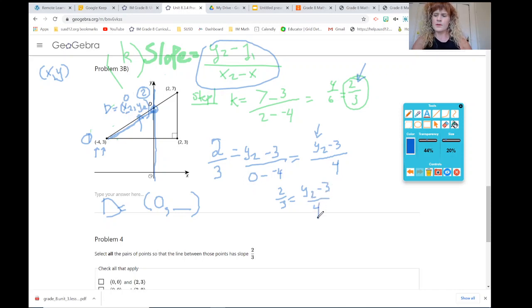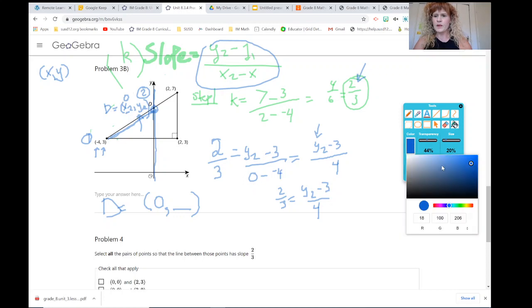Okay, let me help you with solving this one if you're stuck. We have a 4 in the denominator, and I want to isolate y2 so I can see what y2 equals. The way to do that is to get rid of everything surrounding y. I'm going to move it to the other side of the equation. That's how I think of it.